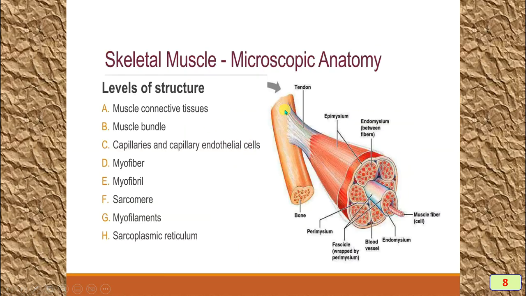Then skeletal muscles. So this is a cross section of a skeletal muscle. Then we can find the anatomy like this. The muscle connective tissue.